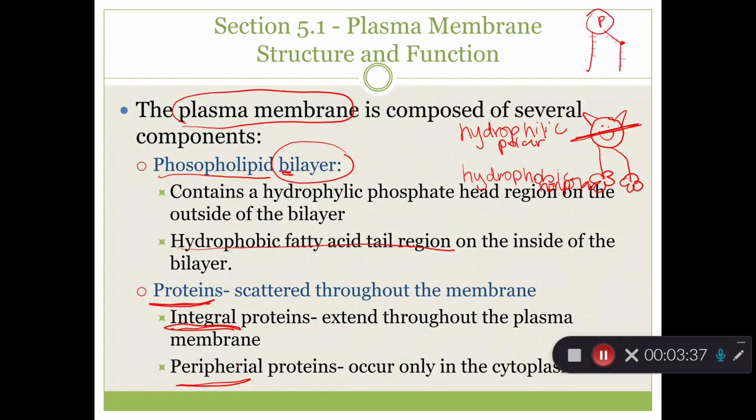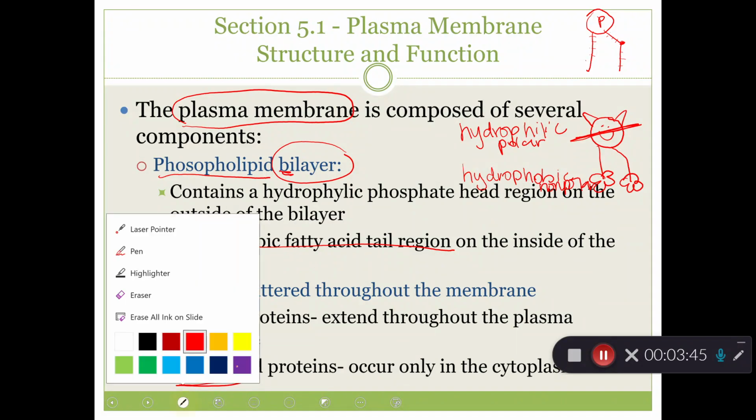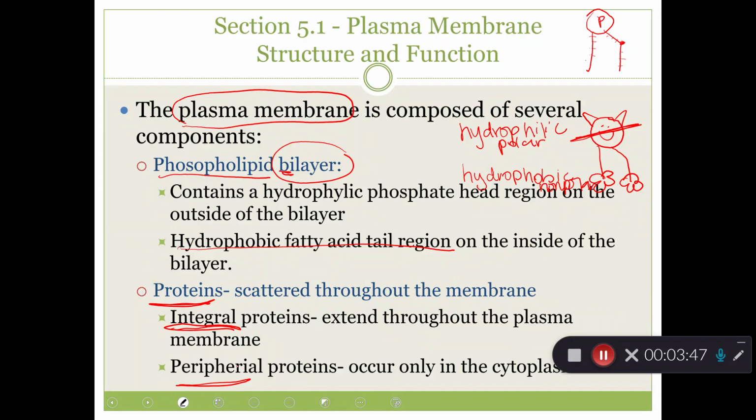So go back and make sure that you have highlighted that the cell membrane is made of a phospholipid bilayer and proteins, and then there are two types of proteins, so make sure you know all of this.